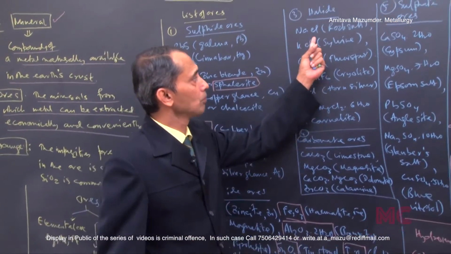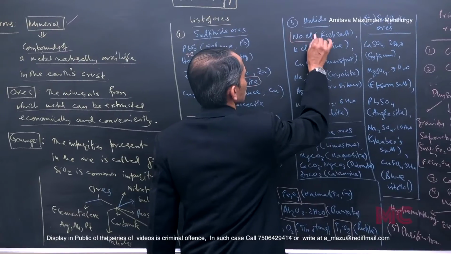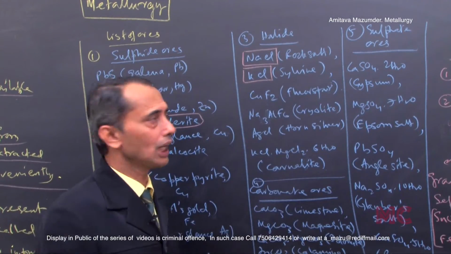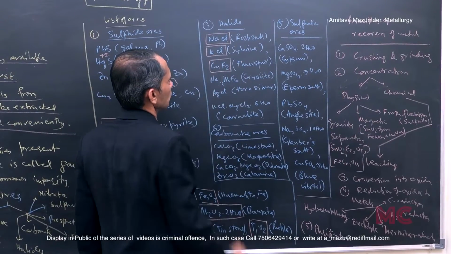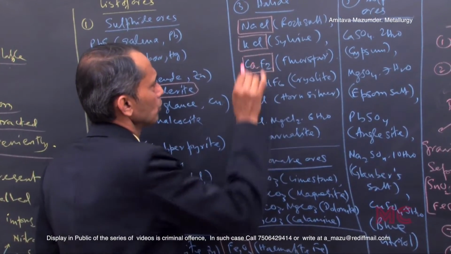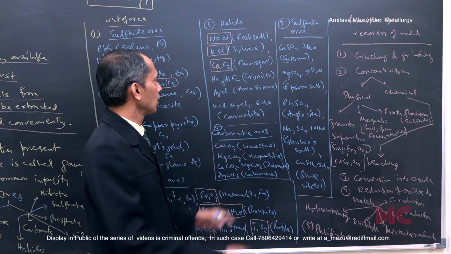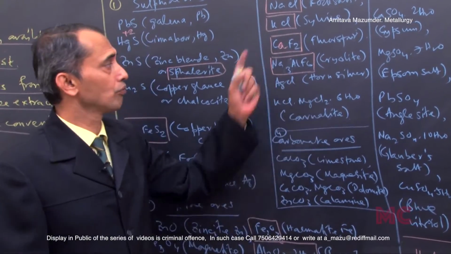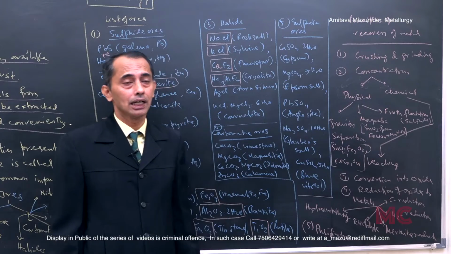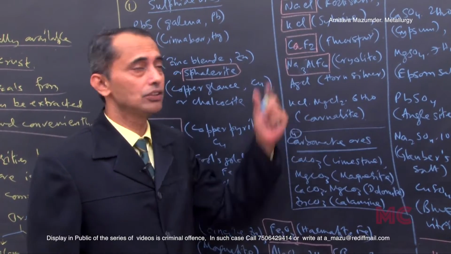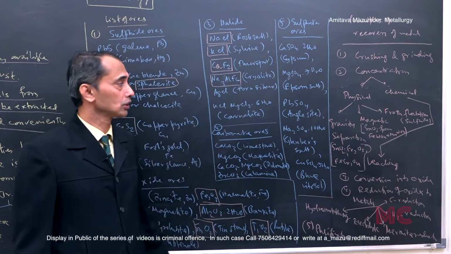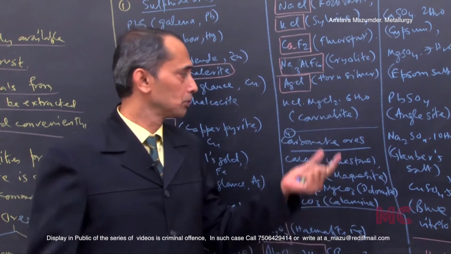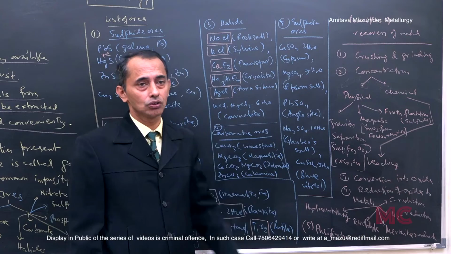The list of halide ores is sodium chloride, rock salt, we use for sodium extraction. Sylvine, potassium chloride, used for potassium extraction. CaF2, this is fluorspar. Na3AlF6, cryolite. These two are basically used for aluminium extraction, where calcium fluoride, fluorspar, acts as the fluxing compound, and Na3AlF6 increases the conduction of electricity. AgCl, called horn silver, used for silver extraction, and carnallite, KCl·MgCl2·6H2O, called carnallite. All are halide ores.